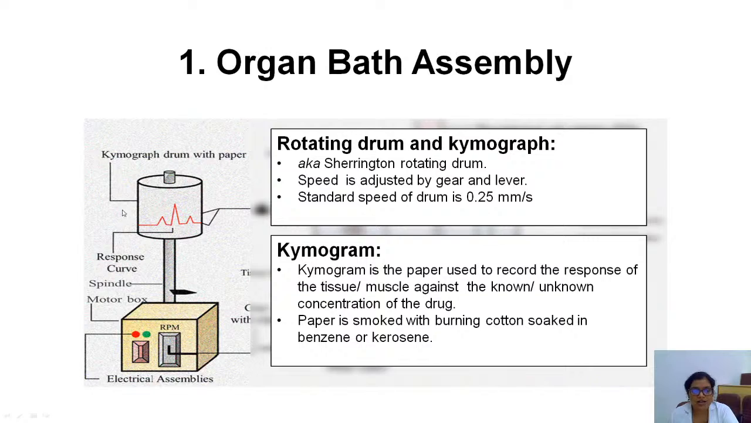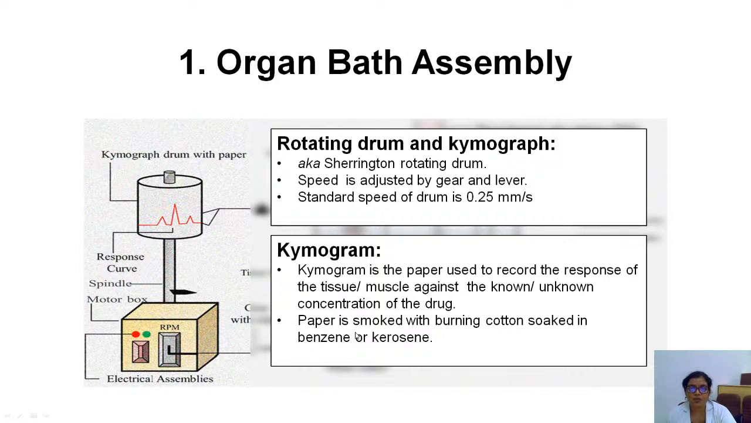So this part is the kymograph, the rotating drum. This drum is also known as the Sherrington rotating drum, and there is a gear and lever which is used to adjust the speed. The speed of the drum is 0.25 millimeter per second. And the kymogram is the paper which is used to record the response of the tissue or the muscle against a known or unknown concentration of drug. And the paper is generally smoked with burning cotton soaked in benzene or kerosene.